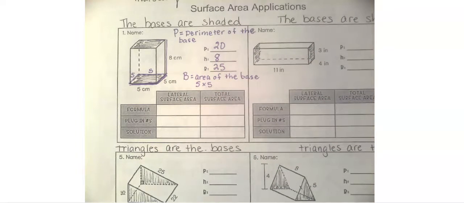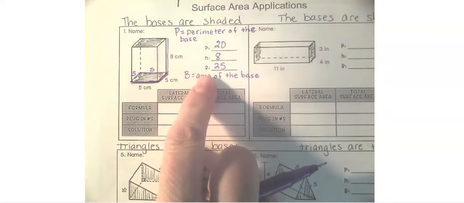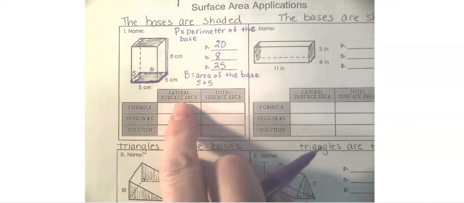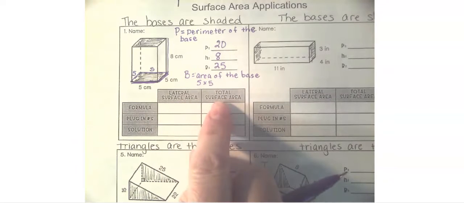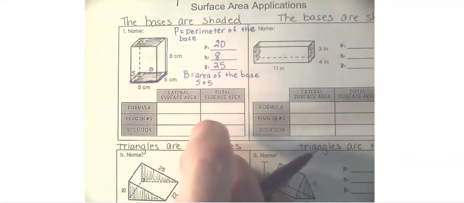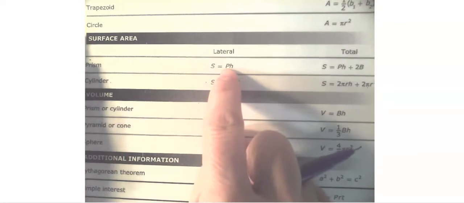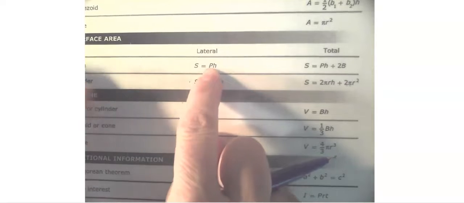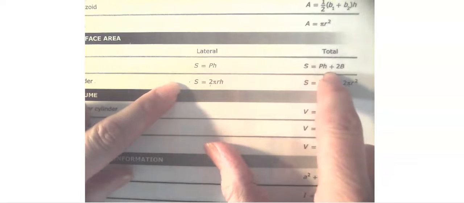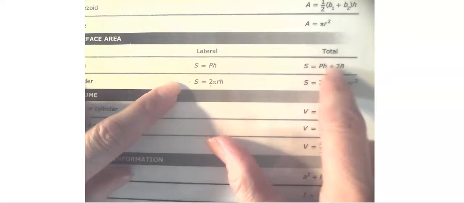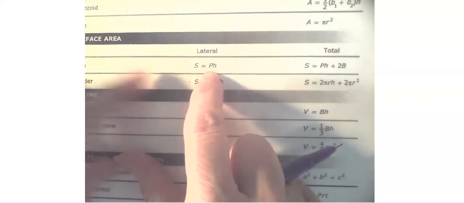Okay? So you should know capital P, H, and capital B. Now it says formulas. Okay, so we are going to look at the lateral surface area and the total surface area of this problem. So we go to our formula chart here, our cheat sheet for formulas. We know we're doing surface area. We have a rectangular prism, and then we come over here. Here's this formula for the lateral surface area. And this is the formula for the total surface area. So this is including the bases. This one does not include the bases.